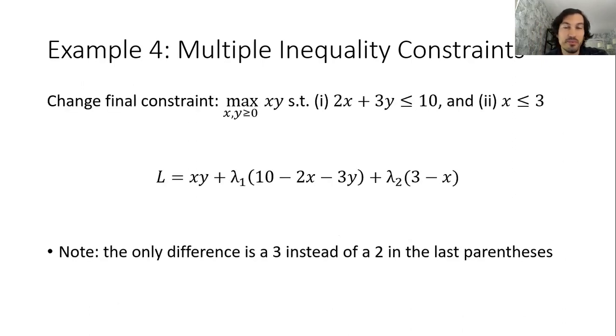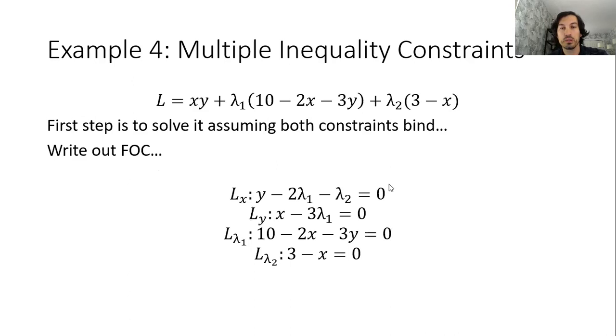Next example. This is example 4. I want to do exactly the same problem. Exactly the same problem. It's going to be boring. You're like, what? We already did this problem. Here's the only difference. I just changed this 3 to a 2. The only difference is 3 instead of a 2 in the last parentheses here. You see that? That was a 2 before, now it's a 3. I probably should have just left the first order conditions out there. Okay, let's take a look.